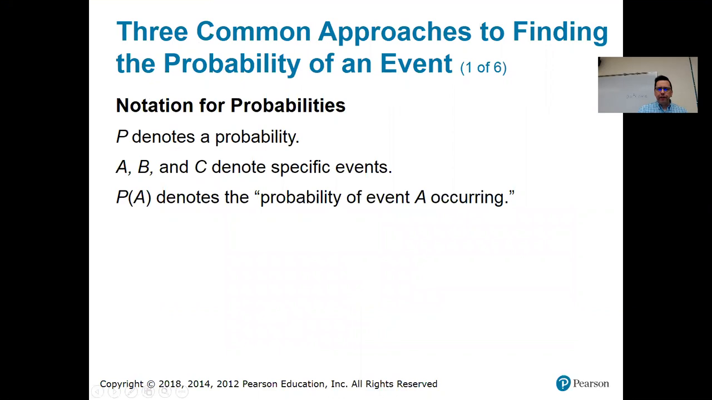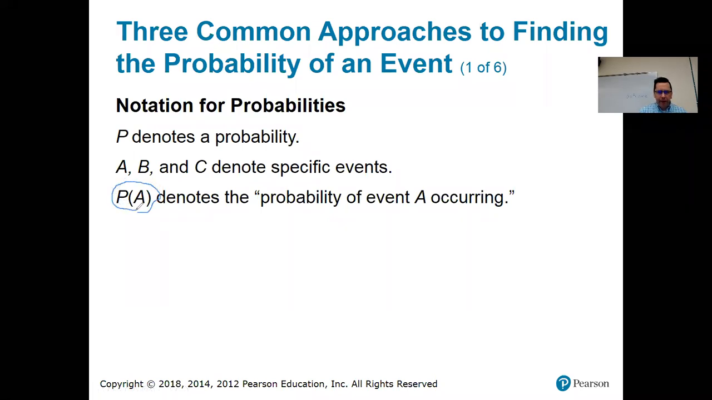A little more notation. We use the letter P to stand for probability. We use capital letters like A, B, C to stand for events. So when you see something like P(A), that is read "P of A," the probability of A. It's not like P times A. P doesn't stand for a number. P is what we call a function. Probability of A.